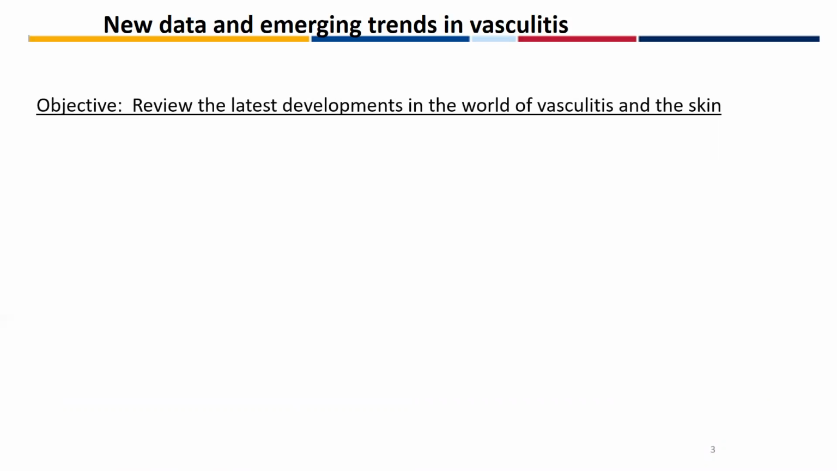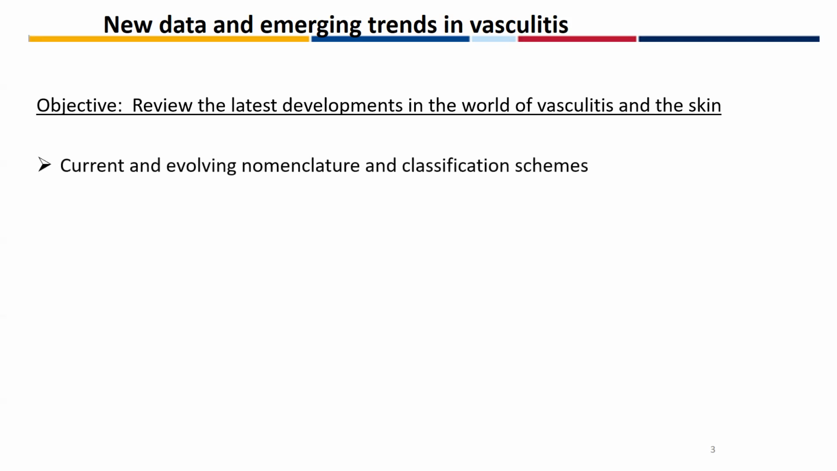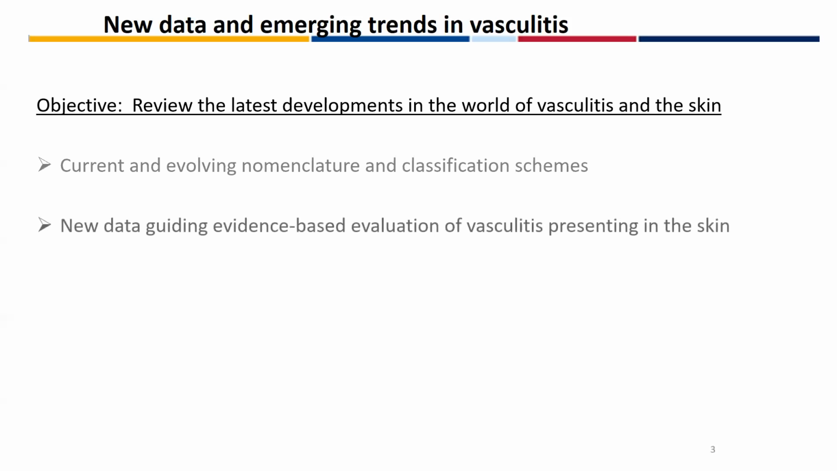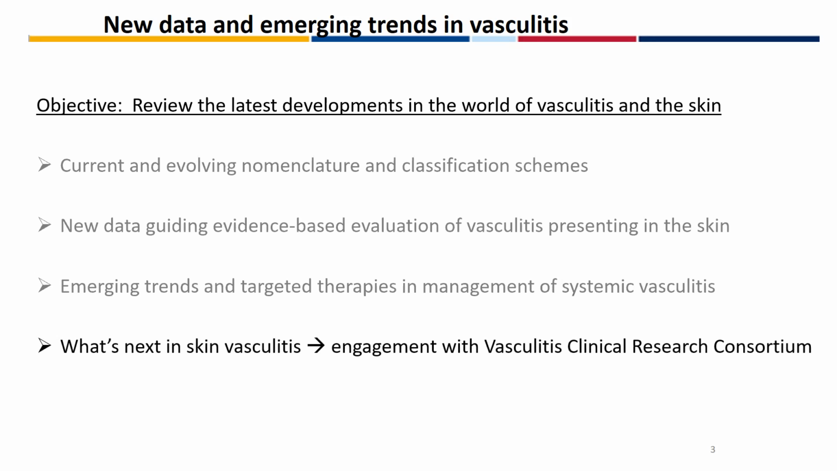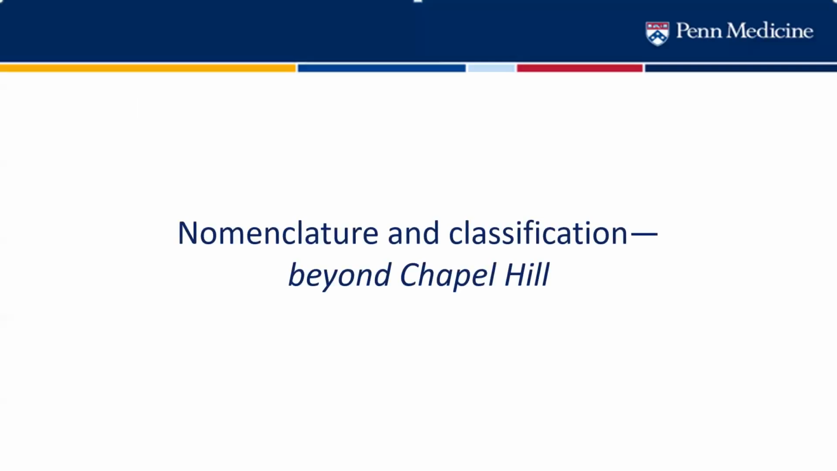So our objective today is to review the latest developments in the world of vasculitis in the skin. We're certainly going to talk about clinically relevant developments in skin vasculitis, but I also want to give you a glimpse into what's happening in the broader world of vasculitis because I think it'll be informative. We'll speak about current and evolving nomenclature and classification schemes, new data guiding evidence-based evaluation of vasculitis presenting in the skin, in other words, how we work these patients up, emerging trends and targeted therapies in the management of systemic vasculitis, and finally, what's next in skin vasculitis and our engagement with the Vasculitis Clinical Research Consortium.